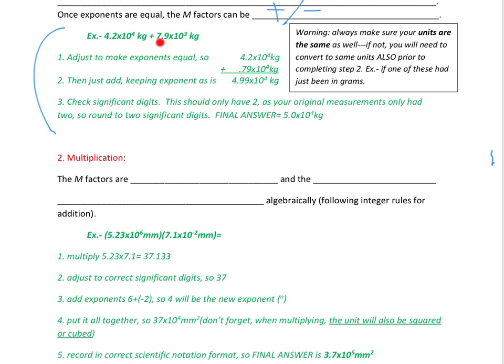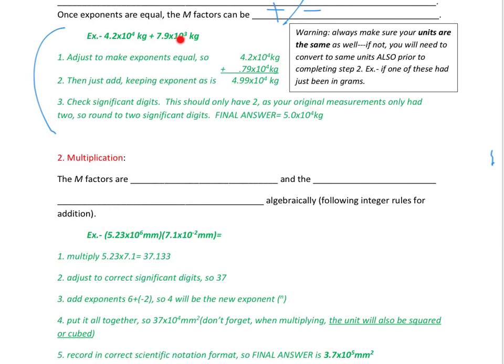Okay, so we've got 4.2 times 10 to the 4th, and then we've got that added to 7.9 times 10 to the 3rd. So people are tempted just to go on and add 4.2 and 7.9. That's not going to work. These have to be the same. And so if you'll look over here, we made adjustments. I decided to go 10 to the 4th. That's just what worked for me.